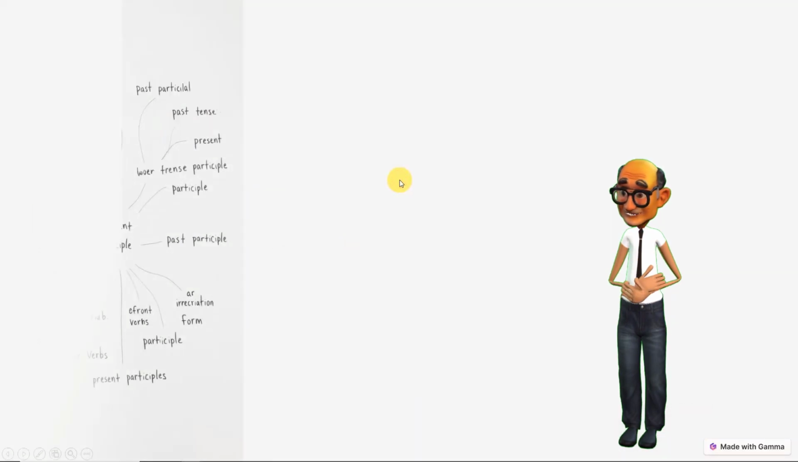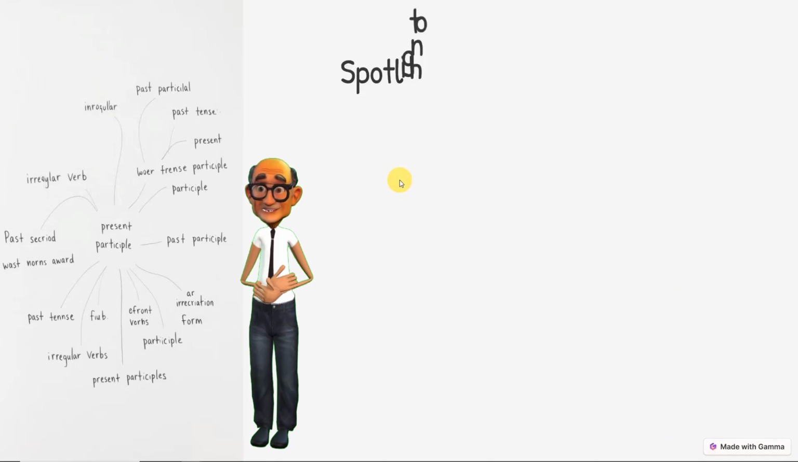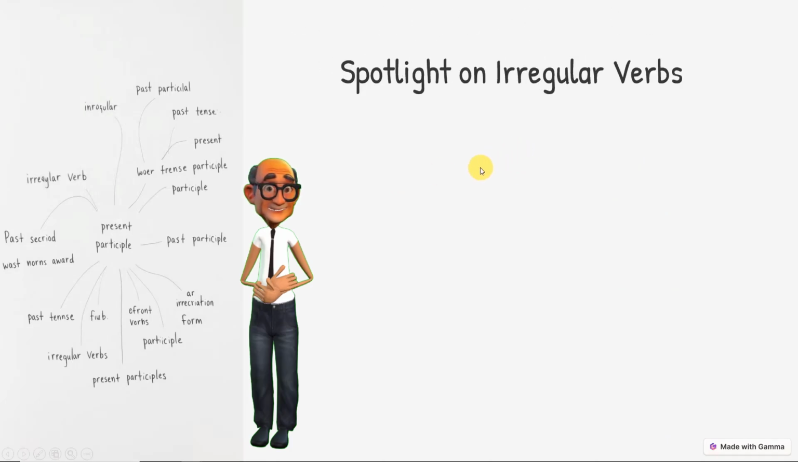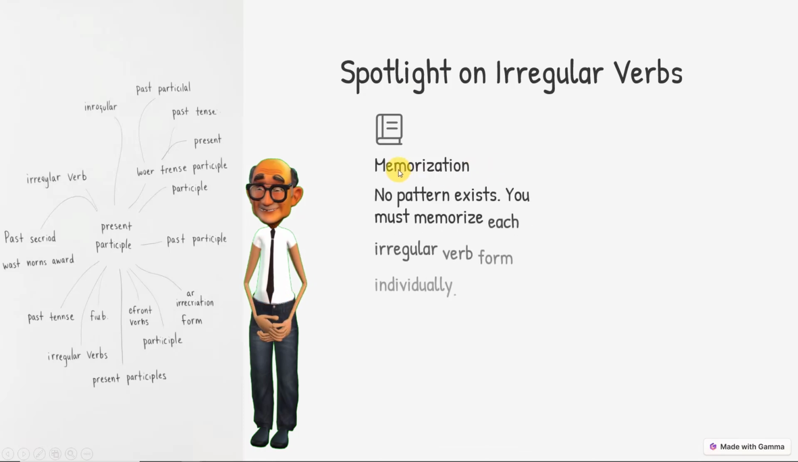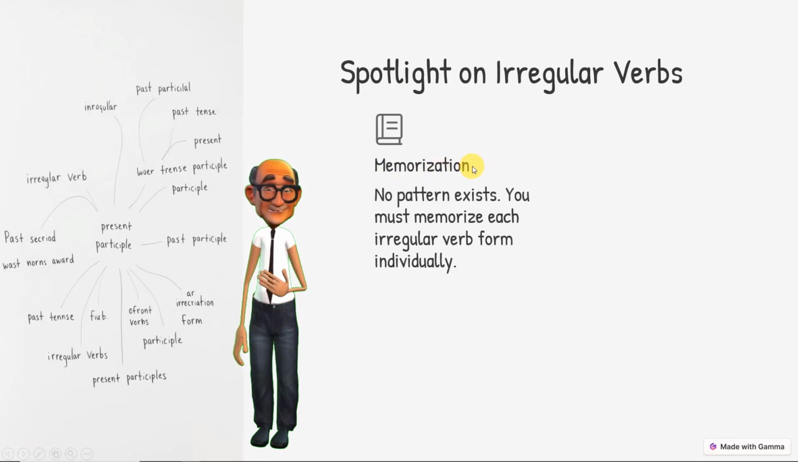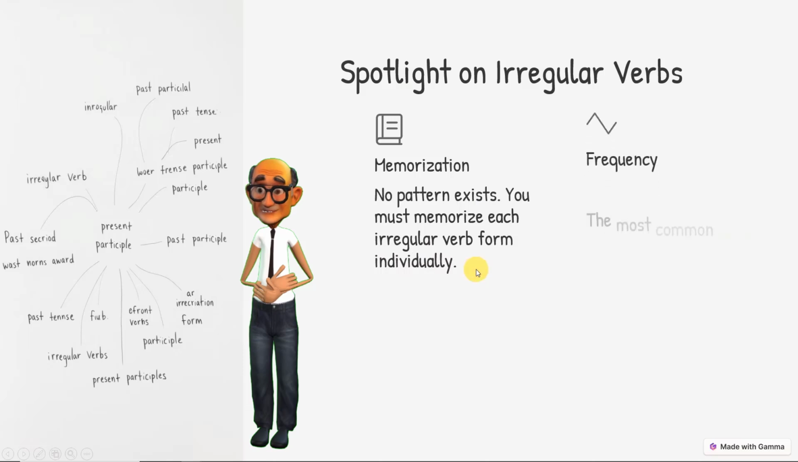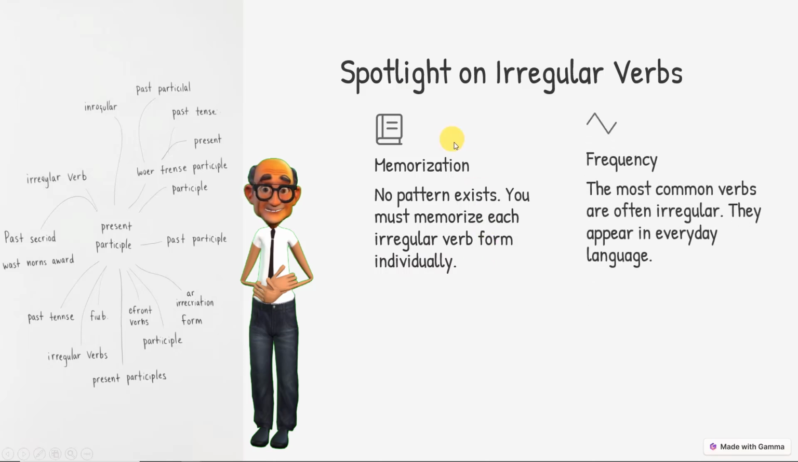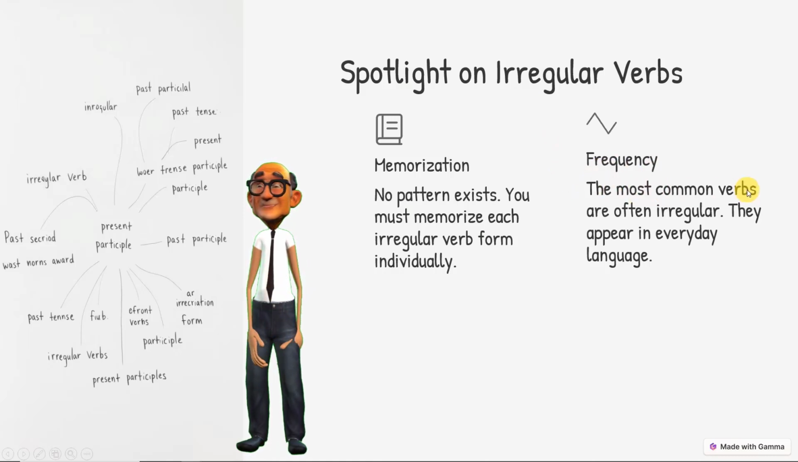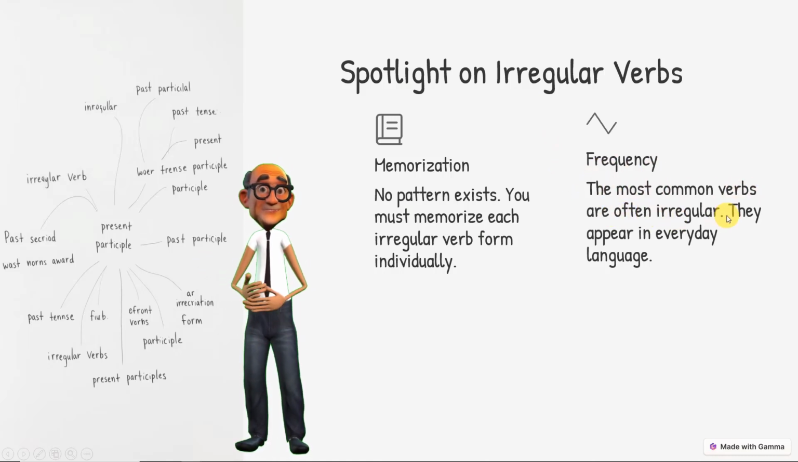Okay, let's put the spotlight onto the irregular verbs. Memorization. No pattern exists. You must memorize each irregular verb form individually. There's no definite pattern, guys. Frequency. The most common verbs are often irregular verbs. They appear in everyday language.